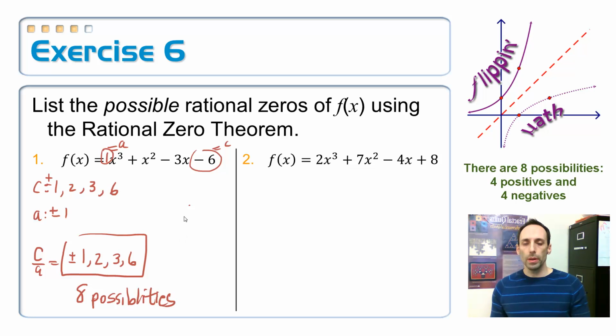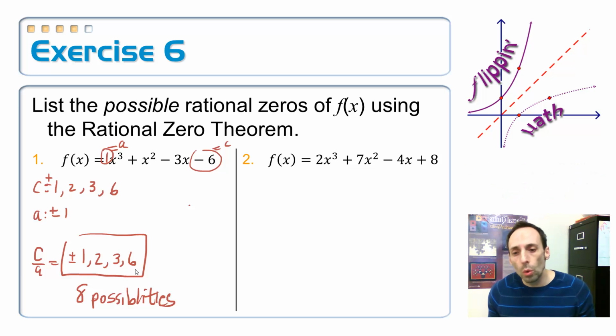You might think that's quite a bit, but there's a whole bunch of numbers, right? Only 8 possible ones could be zeros of that function. All right, let's look at number 2.